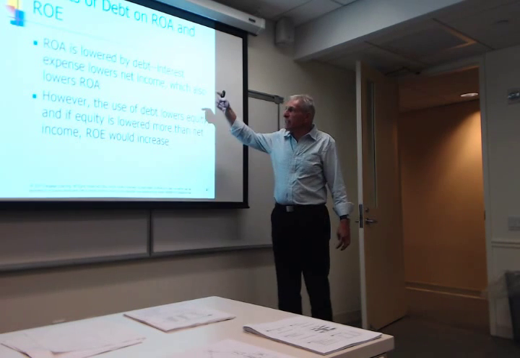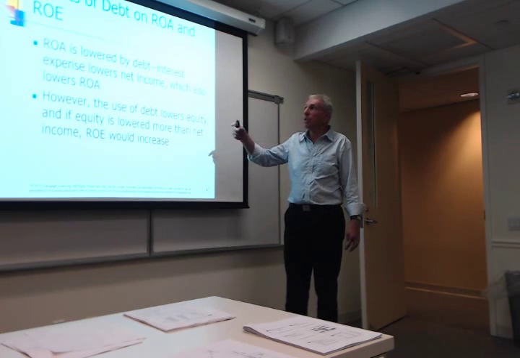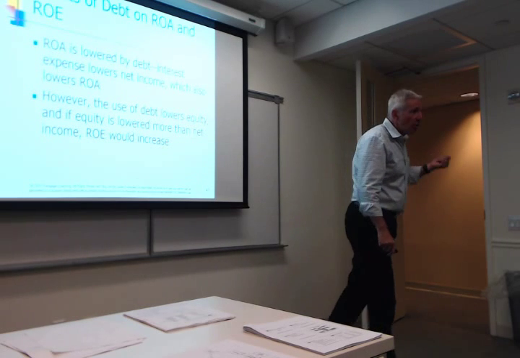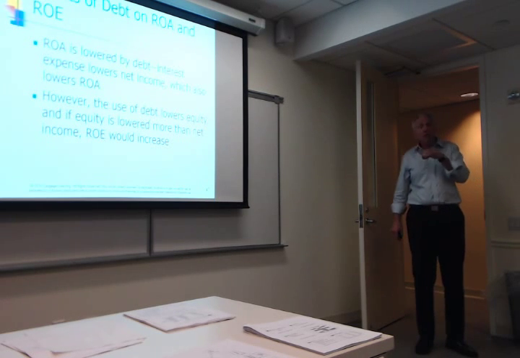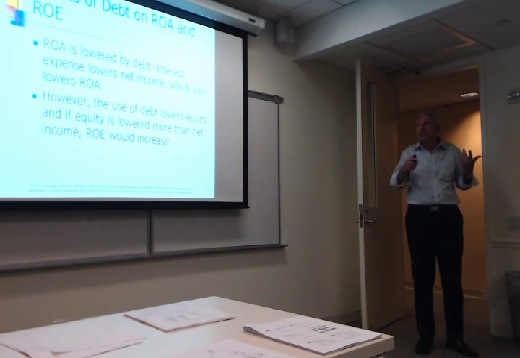So again, this gets at the effect of leveraging. Your return on assets is lowered by your debt, but on the other hand, you have interest expense, which is lowering your income, which also lowers your return on assets. But when you use debt, the use of debt then lowers your equity. So the more debt you have, right, the less equity you need. And if the equity is reduced by more than net income, your return on equity is going to increase. So you're playing with the numbers.